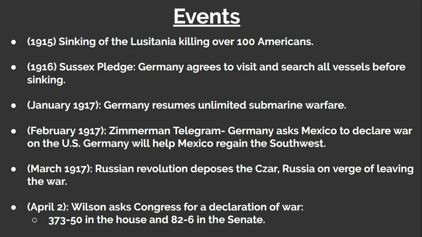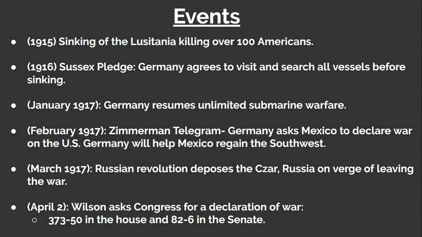Then the next month, the Zimmermann telegram comes out, and Germany asks Mexico to declare war on the U.S. And in return, Germany will help Mexico regain the Southwest. Now, the Southwest, which would be Mexico's Northwest, that's like California, Colorado, New Mexico, Arizona, Mexico had lost that many years earlier, decades earlier in the Mexican-American War. Now, Mexico is not going to go along with this plan. However, this is published in the American press, and the public and the president are outraged that Germany would propose this to its neighbor, Mexico.